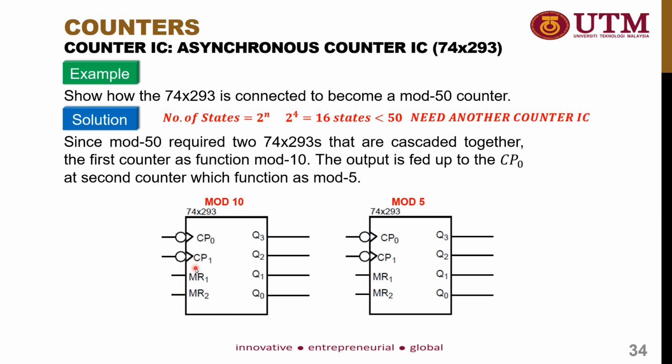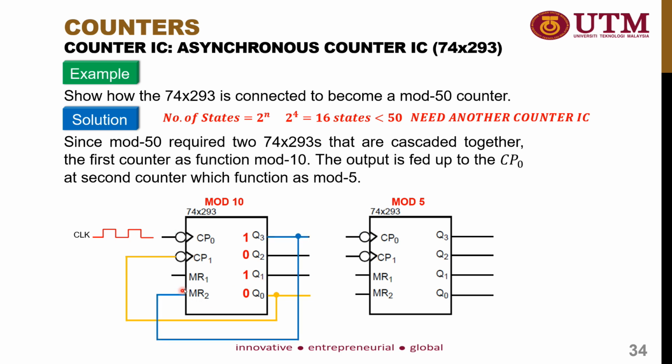So now, the connection for designing the mode 10 counter has been shown in the previous slide, where you have one external clock, and then the output of Q0 will be connected to the second input clock, and then at 1010 the output will be reset, so MR1 and MR2 need to be set to 1. So Q3 and Q1 will be directly connected to MR1 and MR2. So this is the connection for the mode 10 counter.